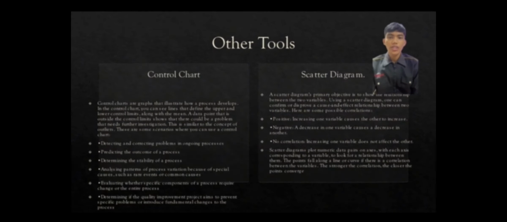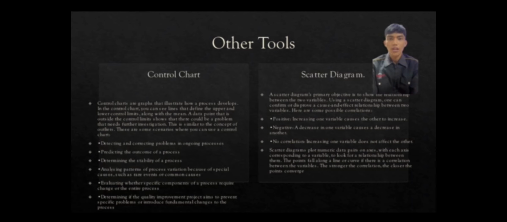Next, another tool that we can use is the control chart. Control charts are graphs that illustrate how a process develops. In the control chart, you can see lines that define the upper and lower control limits, along with the mean. A data point outside the control limit shows that there could be a problem that needs further investigation. It is similar to the concept of an outlier. There are some scenarios where you can use a control chart.